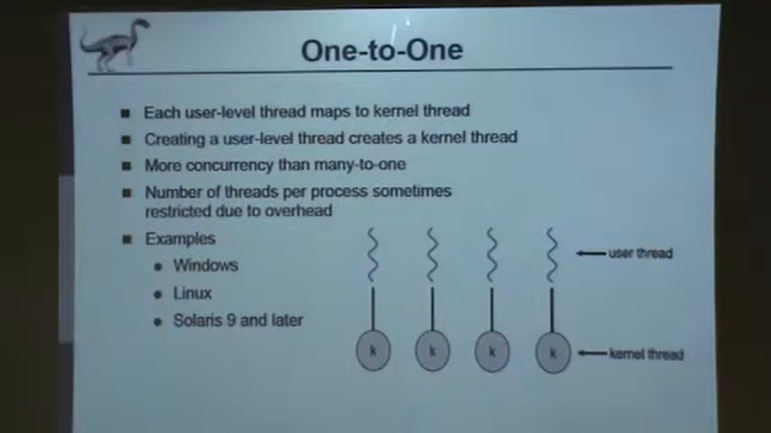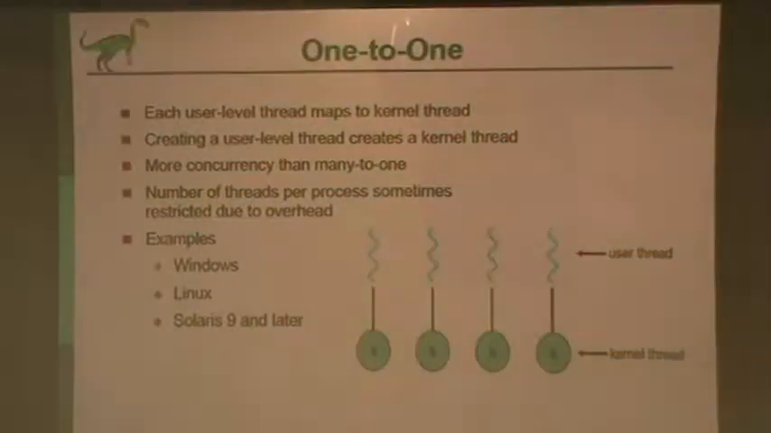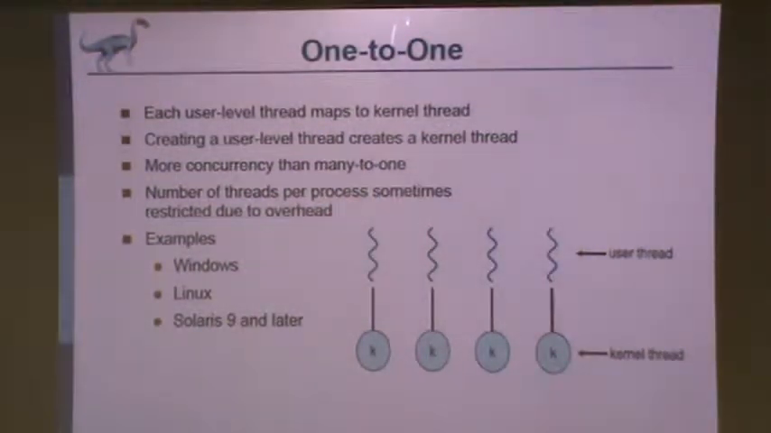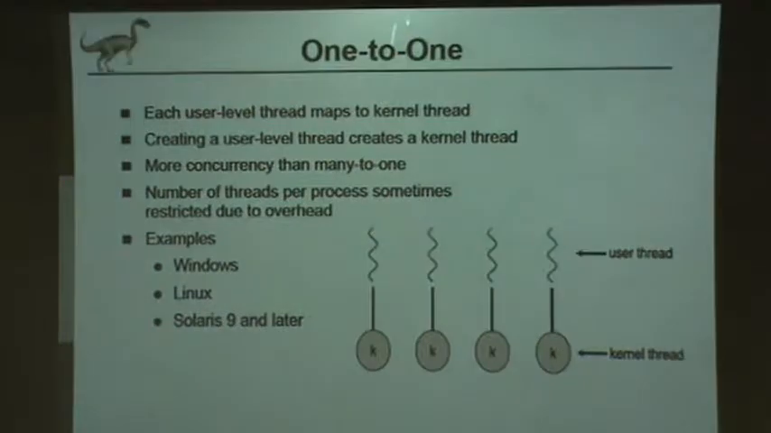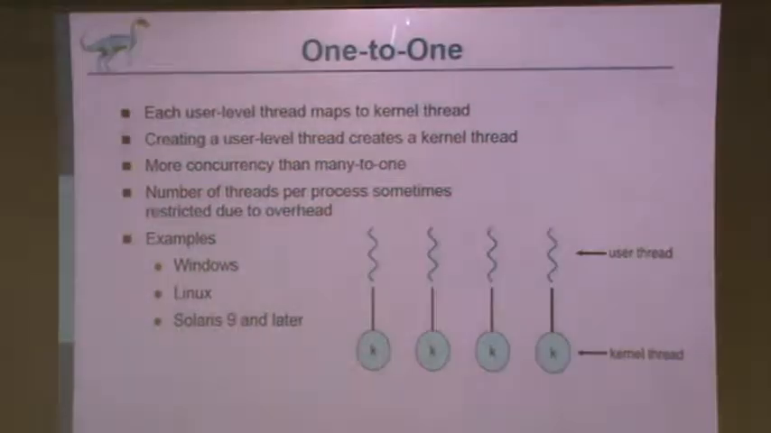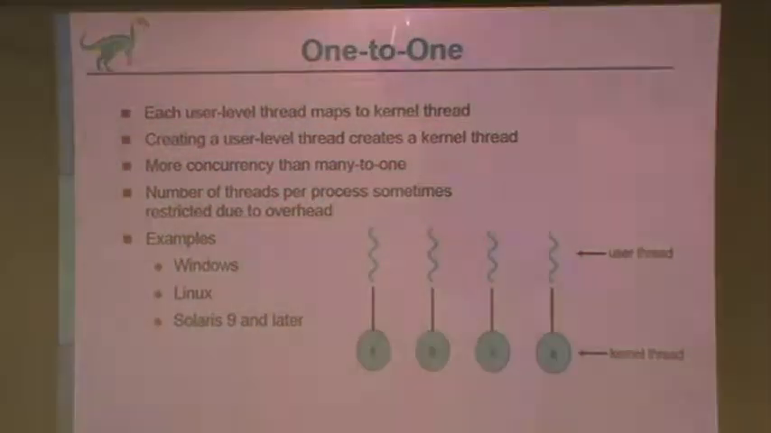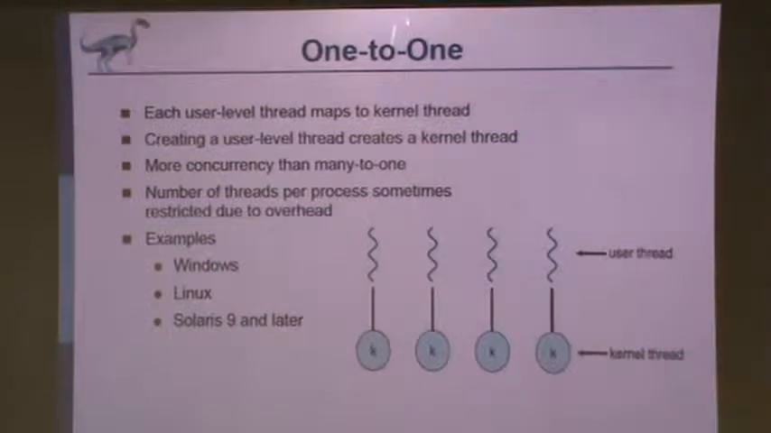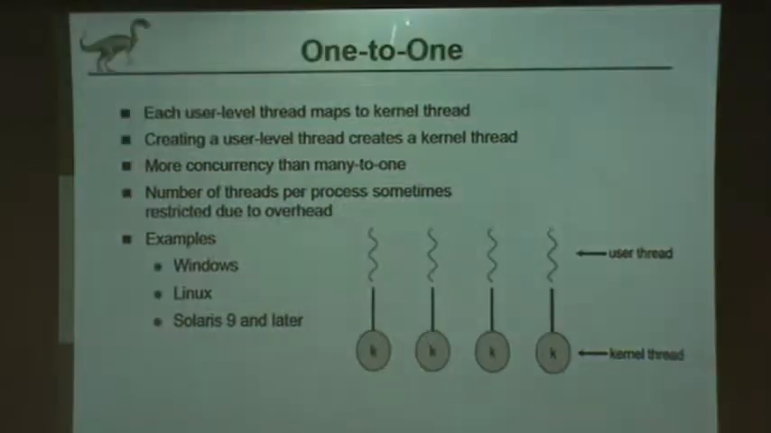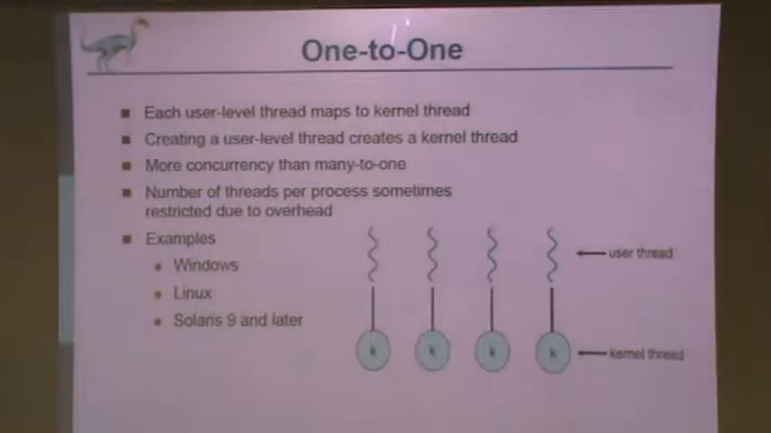You will see the number of threads per process is sometimes restricted due to the overhead, because it doesn't mean that the more threads you have, the more benefit you get. The kernel has to handle all the system calls. If the user takes the whole resource of the kernel, the system can't respond. Sometimes, if you are running a lot of programs, the screen will freeze.